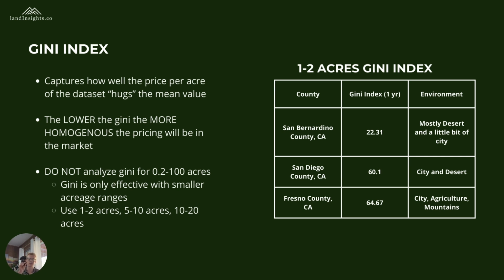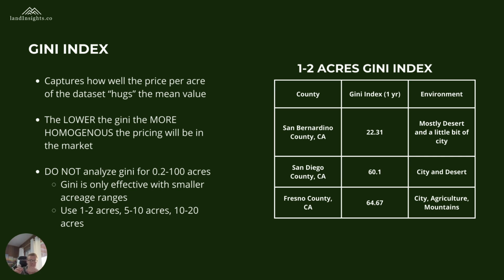And that's what's keeping it from being an even lower Gini, is that city, because 1 to 2 acres in that city is going to price a lot higher than stuff in the desert. Okay. Now let's move on to San Diego County. It's a pretty high Gini index. And San Diego County is like half city, half desert. So the desert stuff's trading pretty cheap, and then the city stuff's trading pretty high, and there's all that stuff in between. So because of the environment change, our Gini index is going higher.